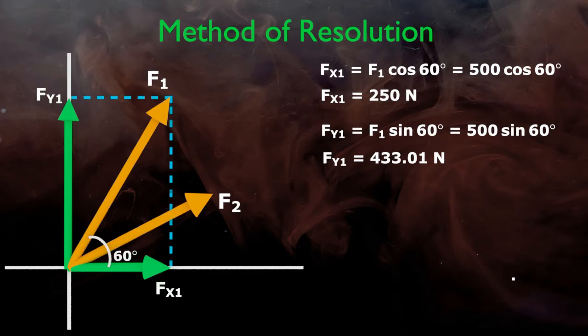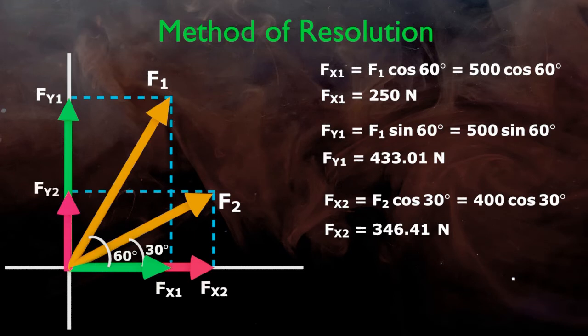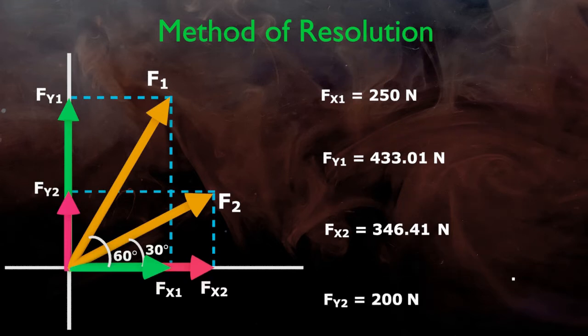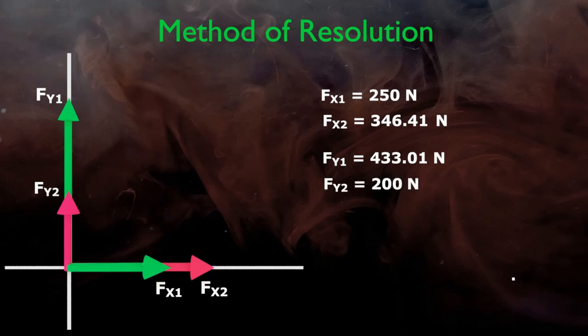Similarly, for force F2, the angle with the x-axis is 30 degree. So the x component is F2 cos 30. F2 is 400 Newton. So Fx2 is equal to 346.41 Newton. And the y component Fy2 is F2 sin 30, that is 200 Newton. We will keep only the required details for convenience.